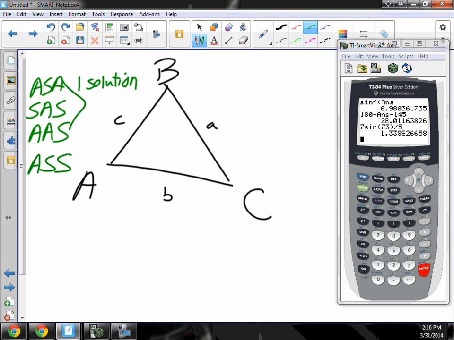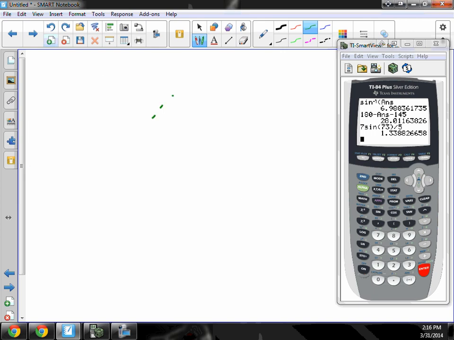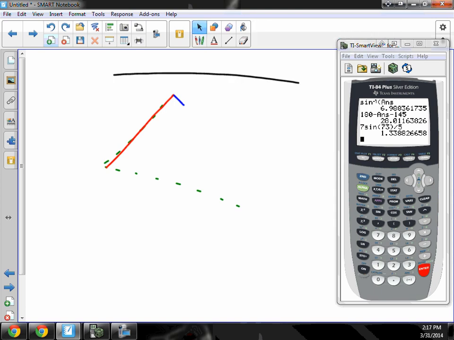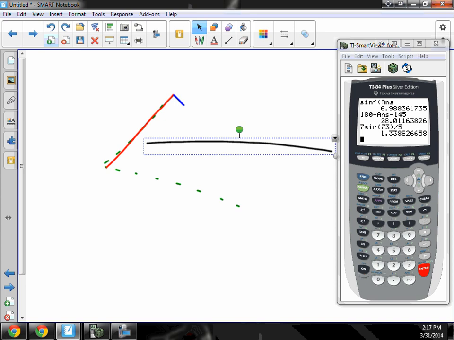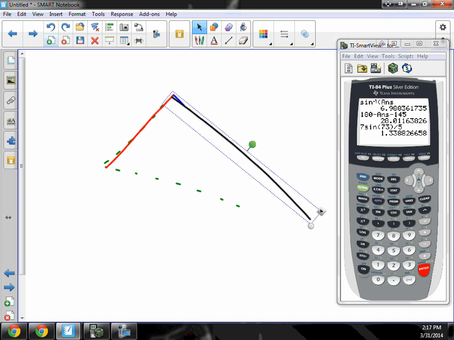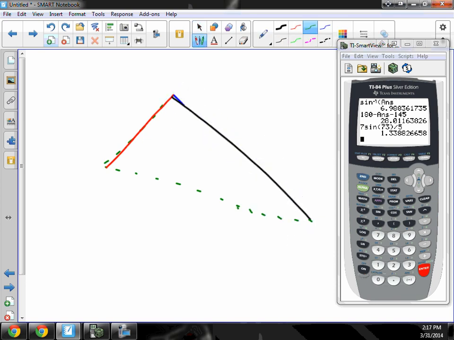And we talked about this before, but let's say that's my angle, and here's my first side. If this is my second side, how many solutions are there? None, because that side is way too short to create a triangle. All right? What if the other given side is really long? How many solutions are there? One. That's it.